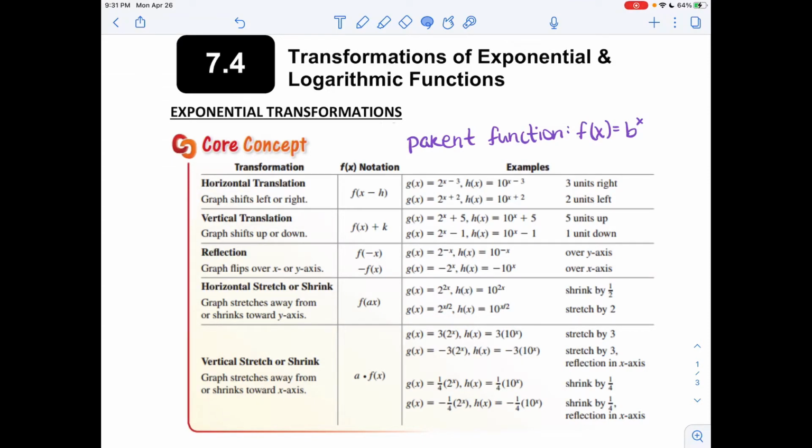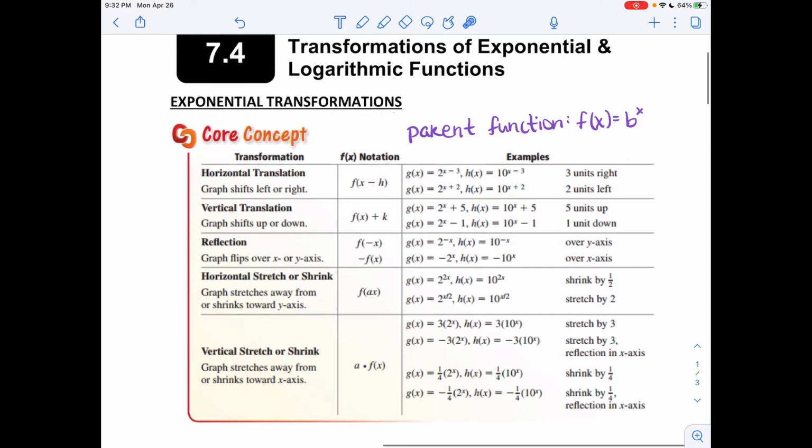Hi everyone, today we're going to talk about transforming both exponential and logarithmic functions. These transformations are going to work exactly the same as transformations on every other function that we have studied. For exponential transformations, our parent function, if you recall from our first lesson of this chapter, is f of x is equal to b raised to the x power.